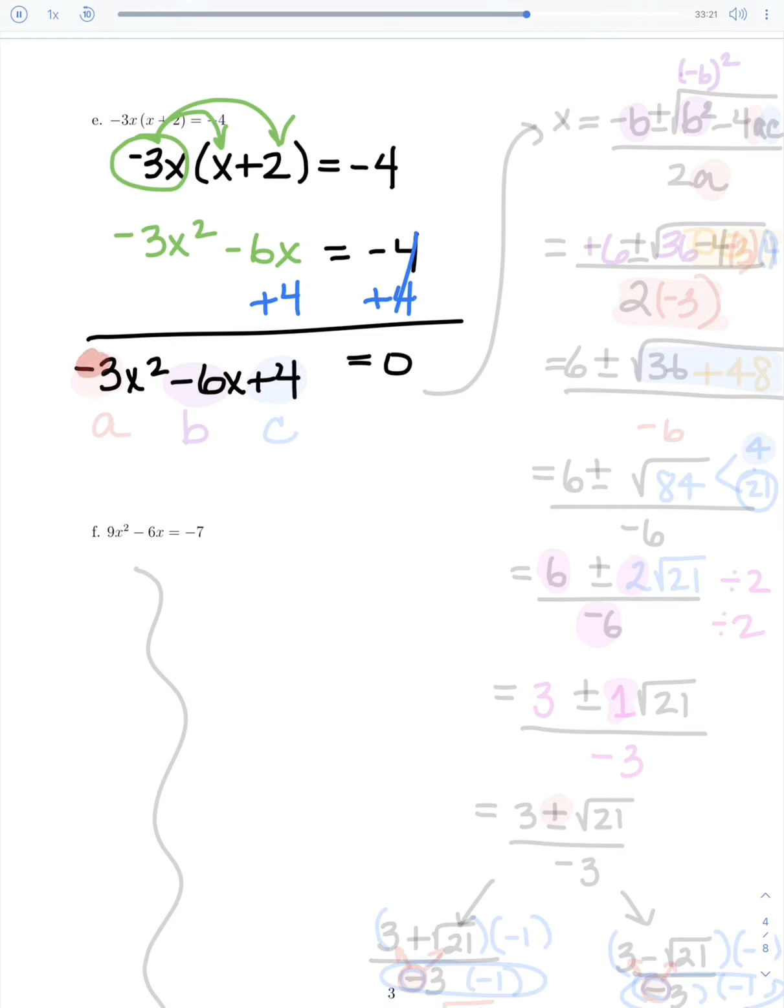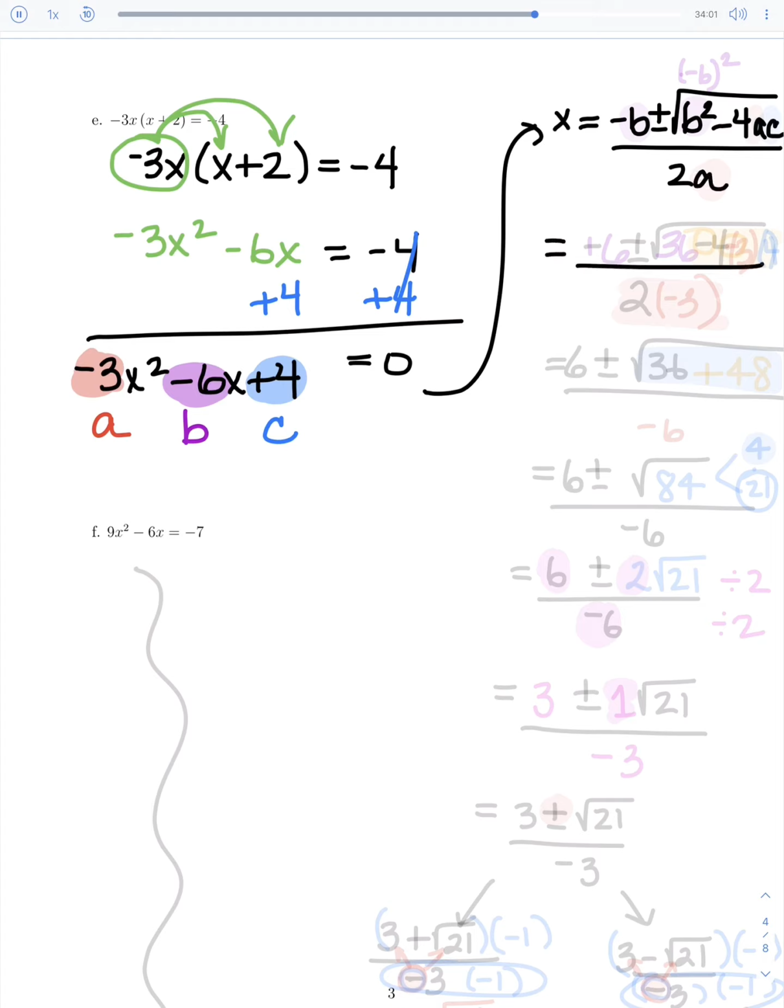So that means my A is a negative 3. My B is a negative 6. And my C is a positive 4. And I can do my quadratic formula. So let's take a look. We'll have x equals negative b plus or minus the square root of b squared minus 4ac all over 2a. So let's see what happens.